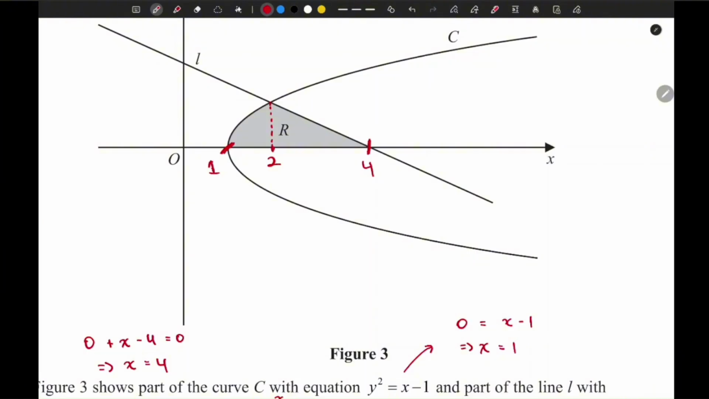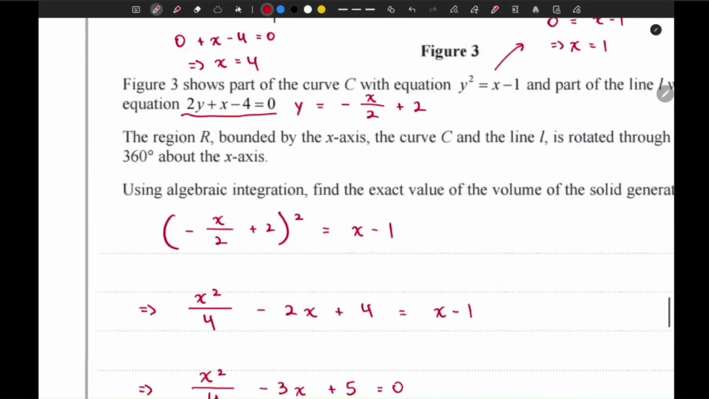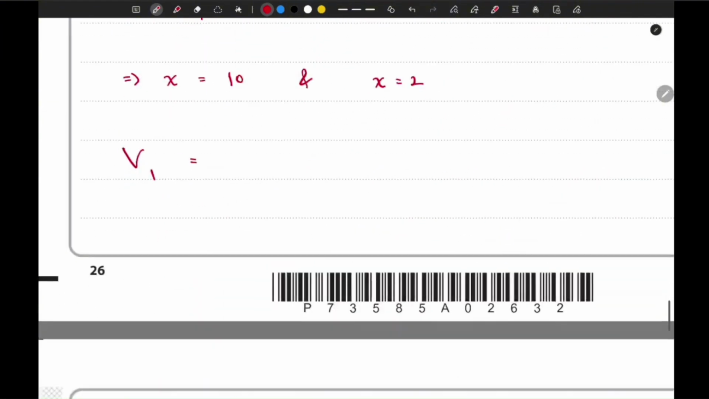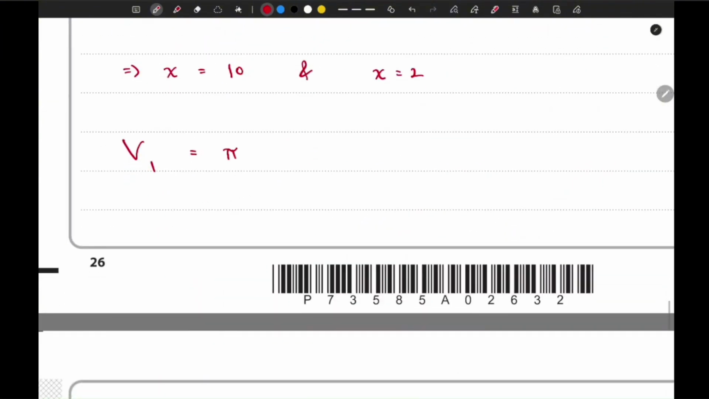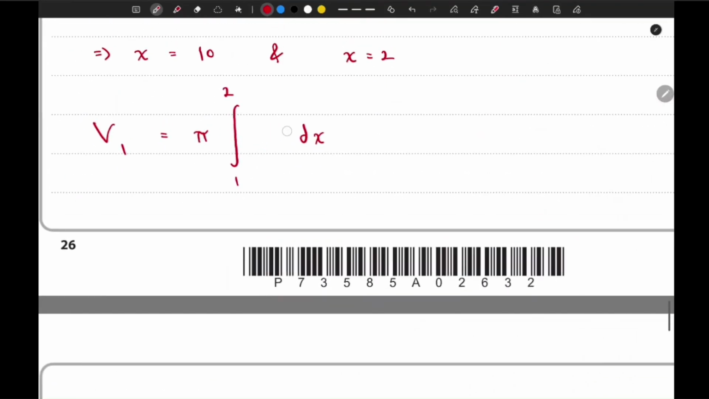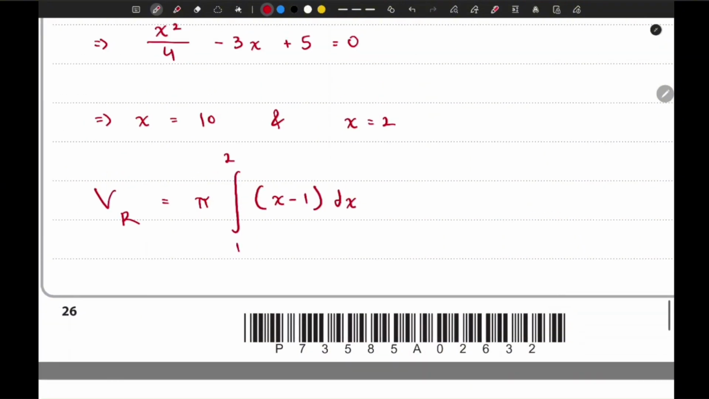Now let's first calculate the volume of this part. So let's assume that this is the volume of part 1. Using the formula for the volume, there will be a pi present, and it's the integral from 1 to 2 of y squared dx. Since we're integrating the curve, the value of y squared is x minus 1. So this is the volume of the first region.